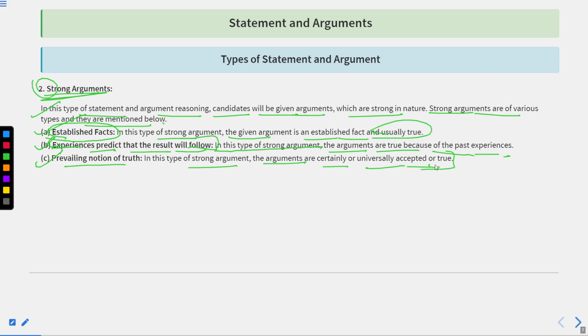So with this, I would like to end today's video, my dear students. We have talked about the types of statements and arguments. Not many types are there, only strong and weak arguments. But these arguments, the established facts, the experiences predicting the result will follow, the prevailing notion of truth, and the reason why an argument can be considered a weak argument also need to be understood.